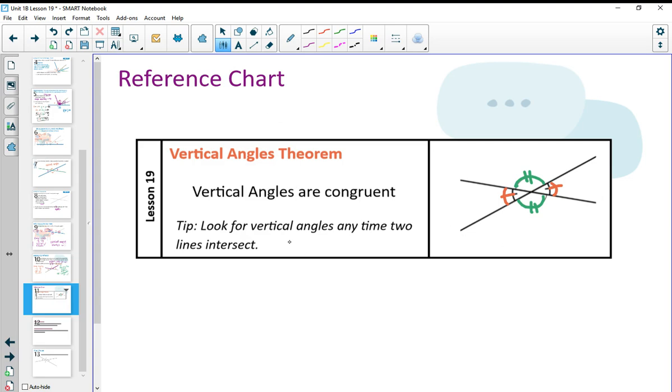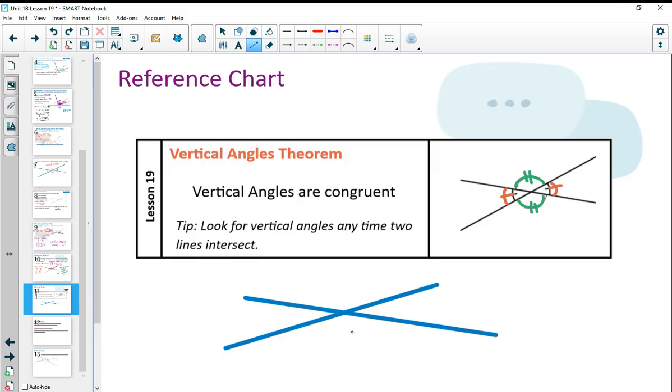And remember that vertical angles happen anytime 2 lines intersect. So any 2 lines that intersect will give you vertical angles, 2 sets of them. No matter how the lines intersect, the vertical angles are always going to be congruent to each other.